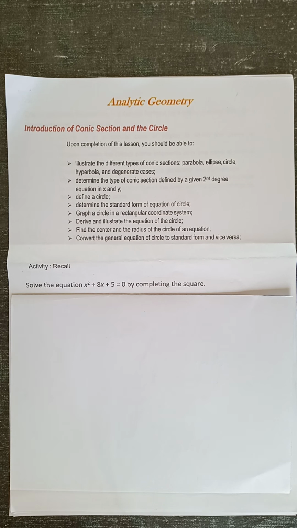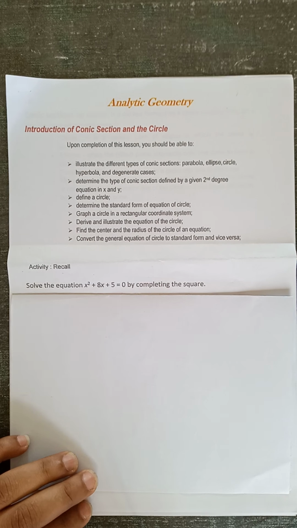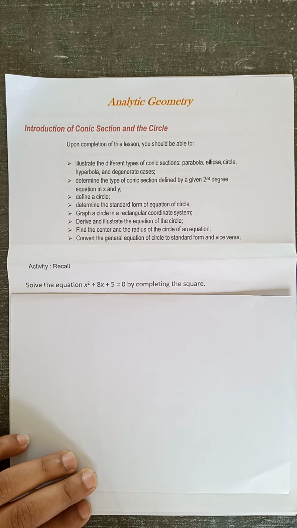Before we proceed to the conic section and the circle, let us recall first what you have learned in grade 9 about the quadratic equation. So this time we're going to solve the quadratic equation using completing the square. Why completing the square? Because to recall, this completing the square is very useful in solving the equation of a circle that will be tackled later. Okay, so let us now solve the equation x squared plus 8x plus 5.